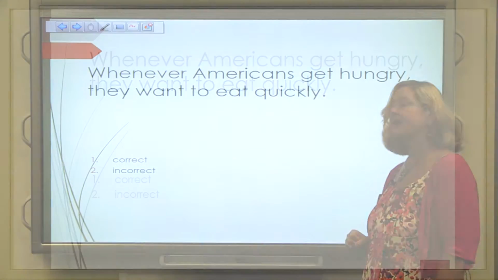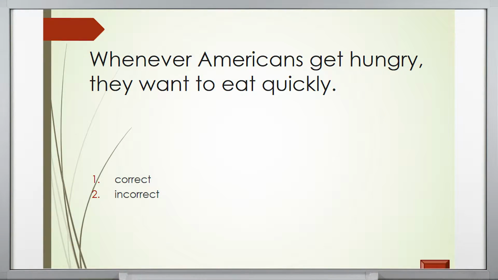So let's look at this example and see if it needs a comma or not. Is it correct or is it incorrect? Whenever Americans get hungry, they want to eat quickly. Is it correct or is it incorrect? It is correct. Whenever Americans get hungry, comma, see, I started with that dependent word. I had my comma at the end. I know that comma is correct because everything after that stands alone. They want to eat quickly.